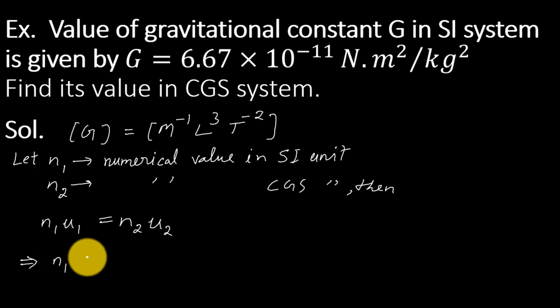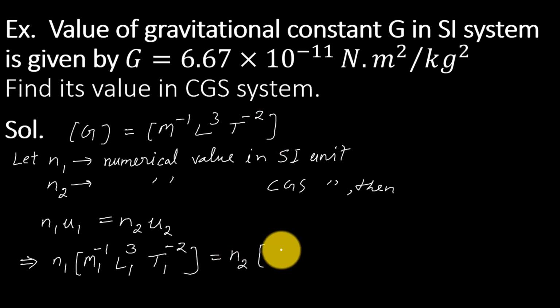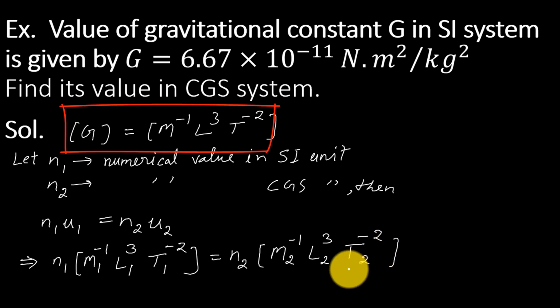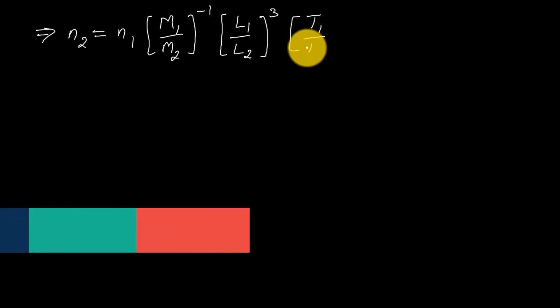This implies N1 into the value of U1, which is M1 to power minus 1 L1 to power 3 into T1 to power minus 2. Just write M1, L1 and T1 for M, L, T in this expression. This is equal to N2 M2 to power minus 1 into L2 to power 3 into T2 to power minus 2. Just write M2 for M, L2 for L and T2 for T in this expression. This implies N2 is equal to N1 (M1 upon M2) to power minus 1 (L1 upon L2) to power 3 (T1 upon T2) to power minus 2.